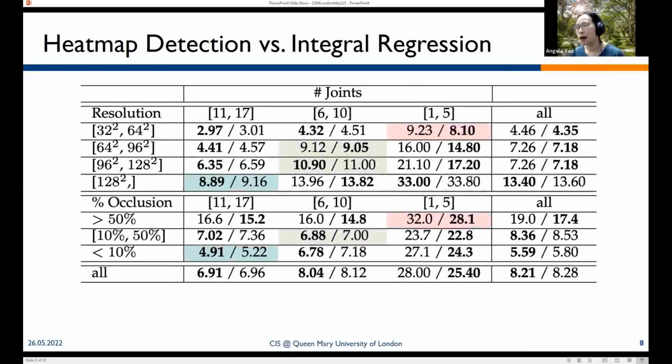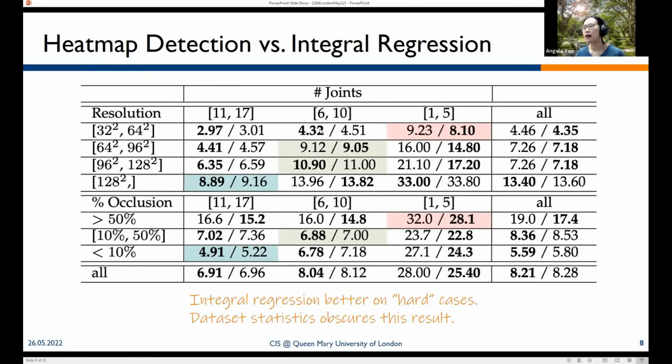And of course, if we break it down to the finest divisions and pick the obvious cases of the difficult settings, so the lowest resolution and the fewest number of joints, or the greatest amount of occlusion and the fewest number of joints, etc., indeed, integral regression has an edge. But on the easiest settings, heat map detection certainly seems to do better.